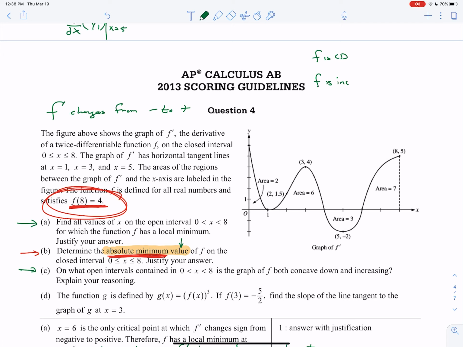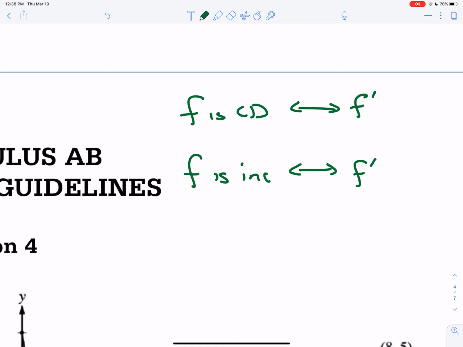So here's what I'm going to do. And feel free to pause here if you want to answer this yourself, okay? We know that f is increasing when f prime is positive, okay? We want to know when f is concave down. F is concave down when f prime is decreasing. So we're trying to find out when both of these things happen, okay? So let's first start off with this here. I want to see in the graph where f prime is decreasing, and I'll highlight it in orange.